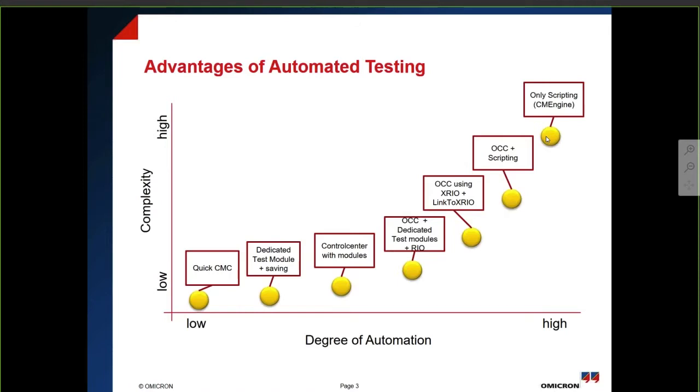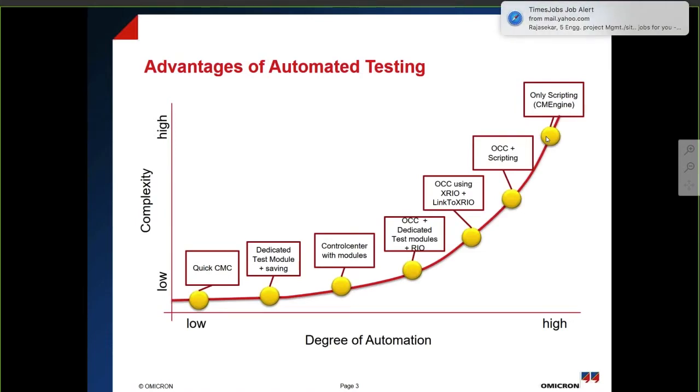You see now this diagram, so if you can check, you will find that once the degree of automation increases, the complexity of automation increases. So this is the diagram which we are using to define the advantage of the automation: complexity versus the degree of automation. So low degree of automation, this is the quick CMC, this is the manual mode. So you have less degree also of the complexity, and the highest degree of the automation, this is the only scripting and CM engine. This is the highest degree of complexity and also the highest degree of automation.